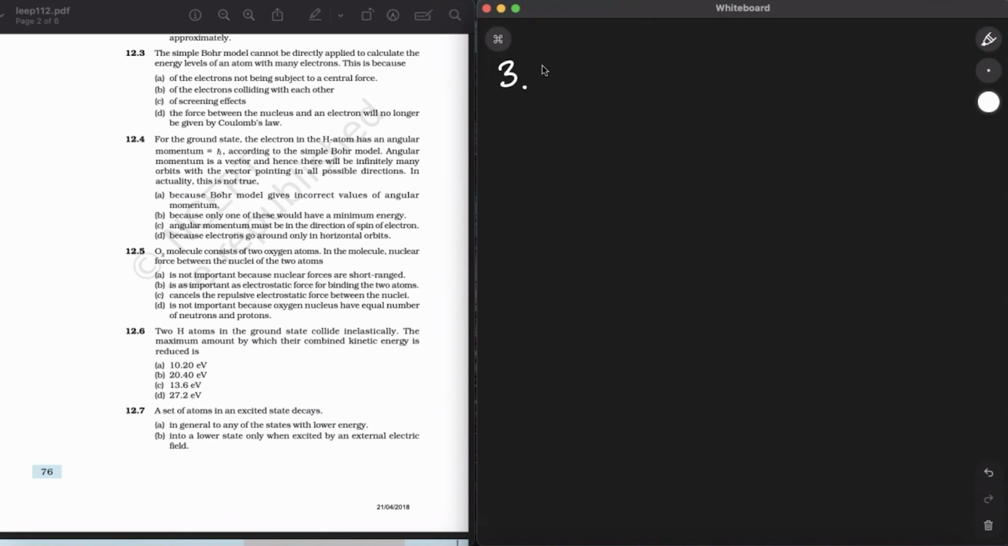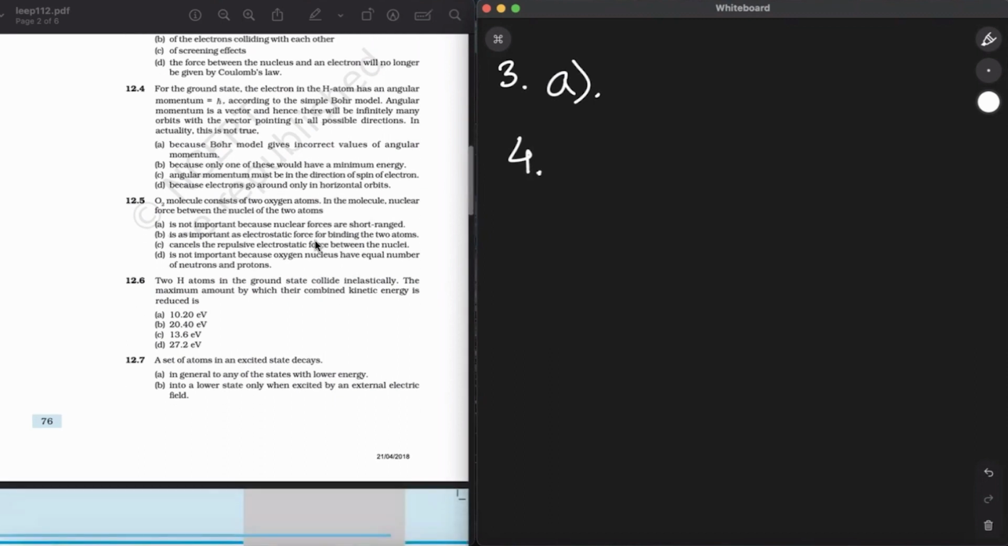Option C, screening effects. The screening effect is a major factor when you think of it theoretically, but when you calculate the energy values numerically, the screening effect does not play an integral part or any role in it. So option C is also incorrect. Option D: the force between the nucleus and electron will no longer be given by Coulomb's law. Obviously, this is incorrect. Always the force between charged particles will be given by Coulomb's law. Always. So option A is correct for question number 3. Moving on, question number 4.